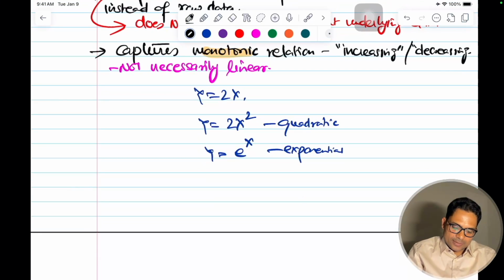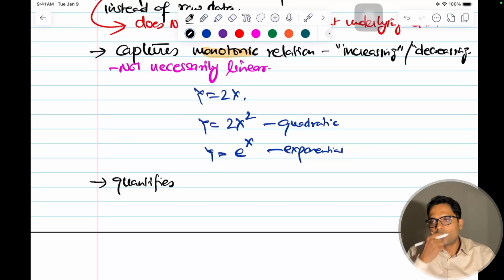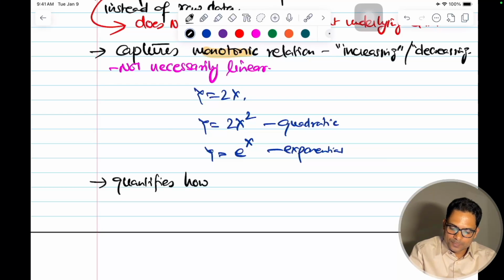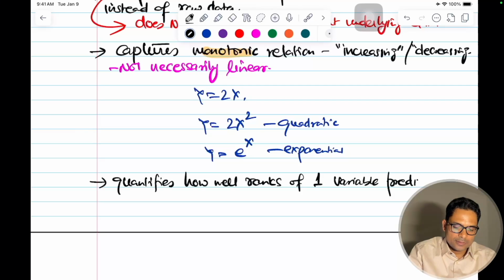And it just quantifies, in terms of ranks, how well the ranks of one variable predict the ranks of the other variable, instead of the exact raw data.